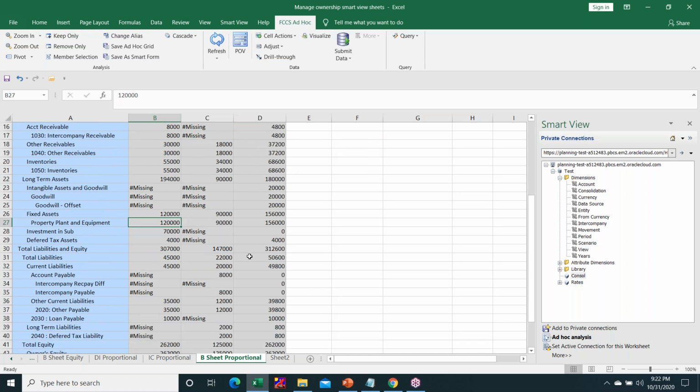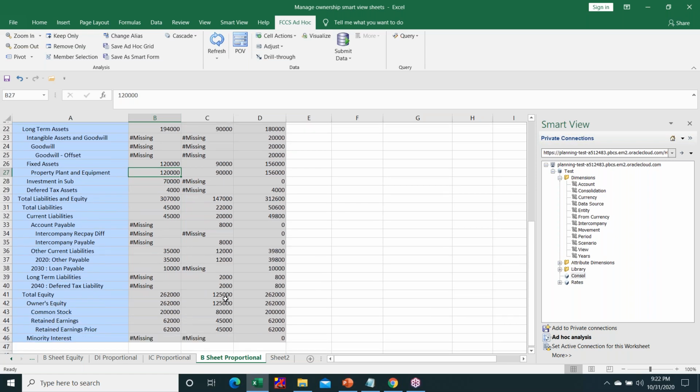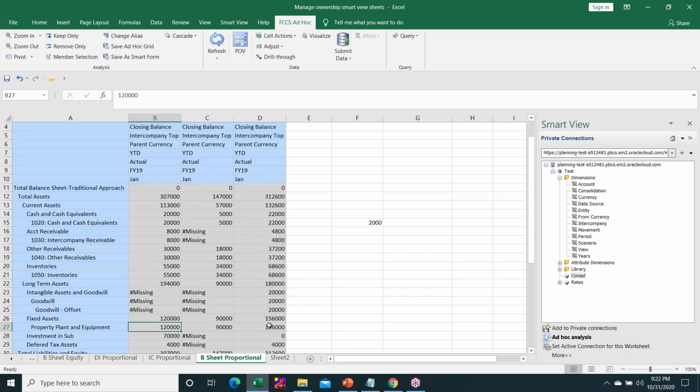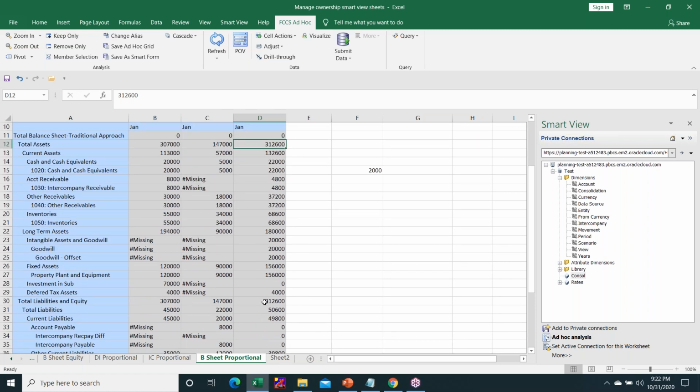So under the proportional method of consolidation, whatever the assets and the liabilities of the subsidiary are, they will get merged according to the acquisition percentage. And for the equity and the retained earnings, in this method also you will find the number of the parent company only. So you can see that our balance sheet is 0. Our total asset is 3,12,600 and our total liabilities and equity is 3,12,600.